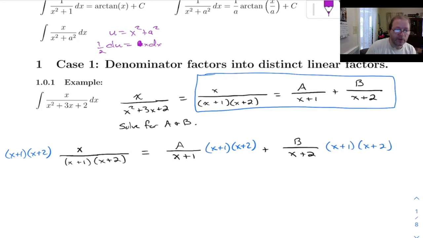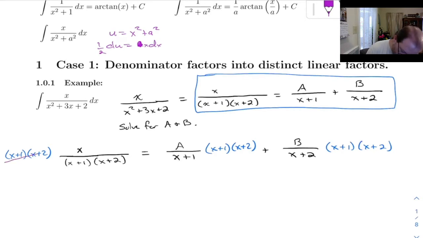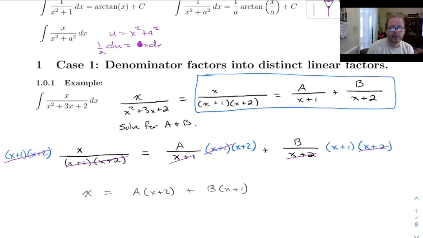And now I'm going to cancel everything. Over here, both of these cancel with both of those. Over here, the x plus 1 cancels with the x plus 1, and the x plus 2 cancels with the x plus 2. So what we're left with, from this side, is just x. And over here, this gives me a times x plus 2, and the other one gives me b times x plus 1. So now this is the thing we've got to solve for a and b.